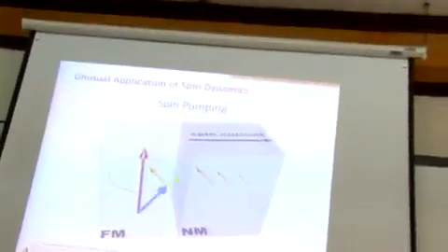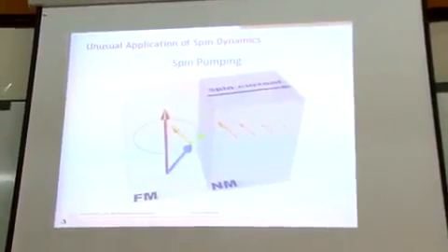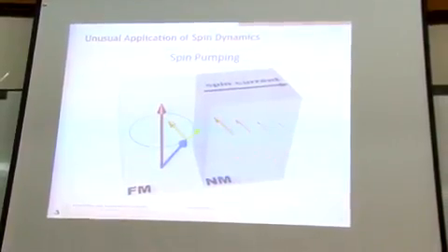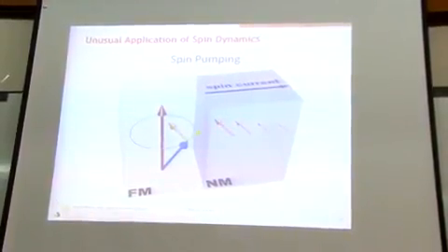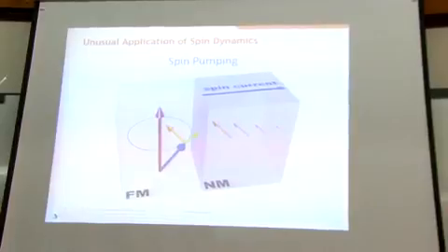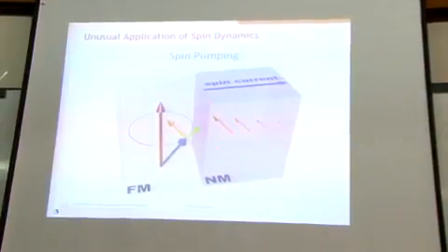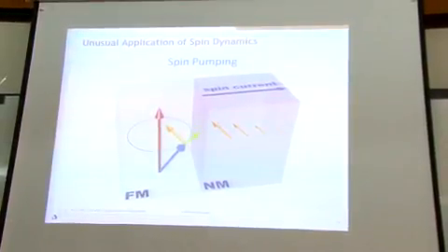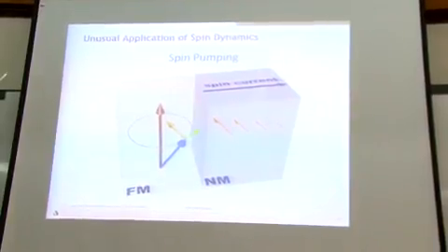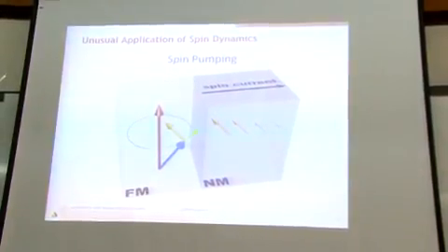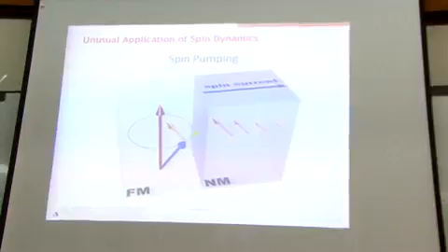But the unusual application of spin dynamics that we use is spin pumping. So here the idea is, if we have a ferromagnet and a normal non-magnetic material next to each other, we can generate a spin current in the normal metal just by exciting magnetization dynamics in the ferromagnet, without using any electric current supplied to the device.